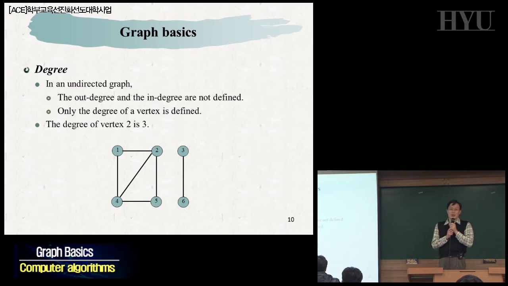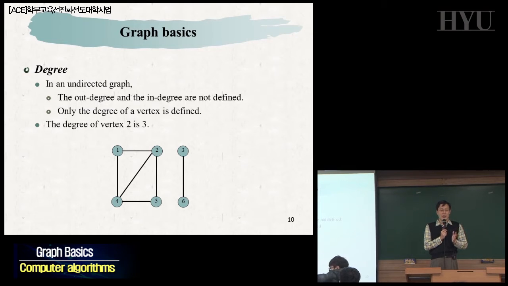If the graph is undirected, then the out degree and the in degree cannot be defined. Only the degree of a vertex is defined. In this case, the degree of vertex 2 is 3.